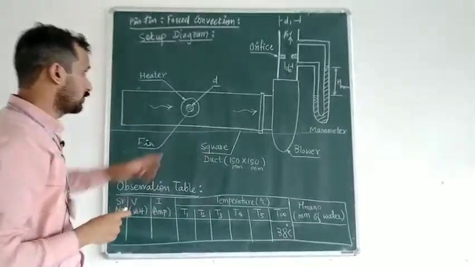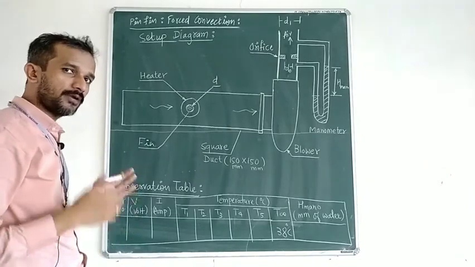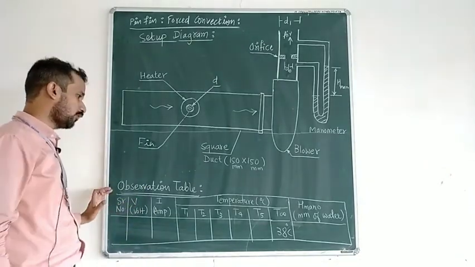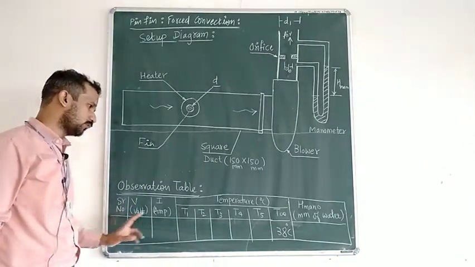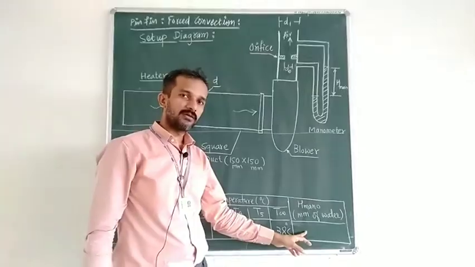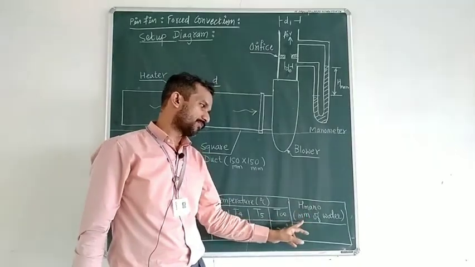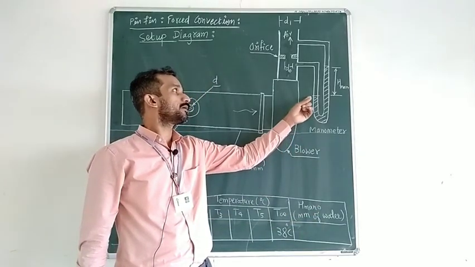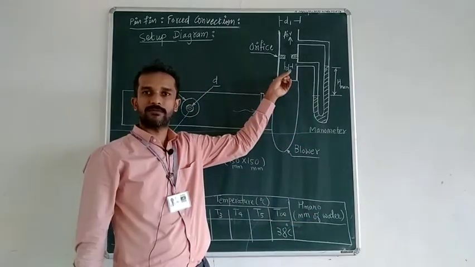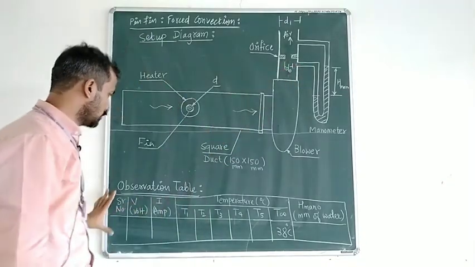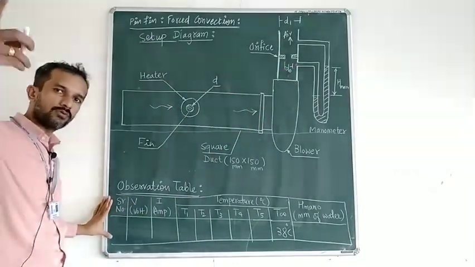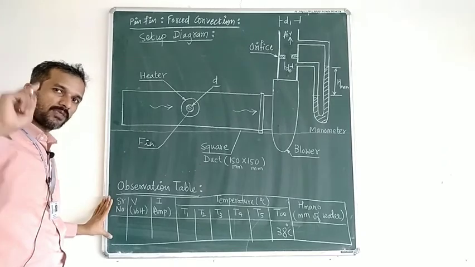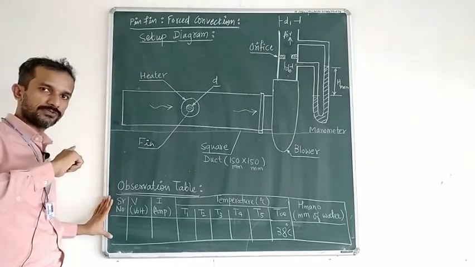So in this case, what is the efficiency of the pin fin that we are going to compute? For that purpose, we have the observation table. It is a similar observation table, only one extra column is added, that is the manometric head in mm of water, the water head difference across the orifice plate. So this is what the setup is. Note down this observation table. Now we will go to the setup and take the readings, and then we'll come back for the calculations.